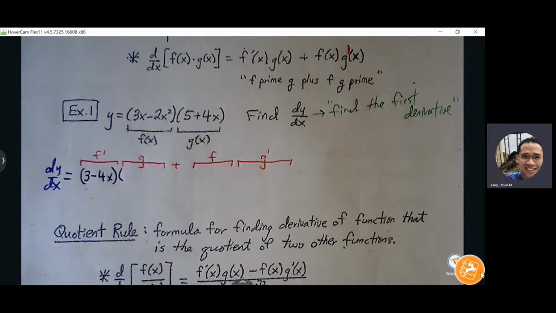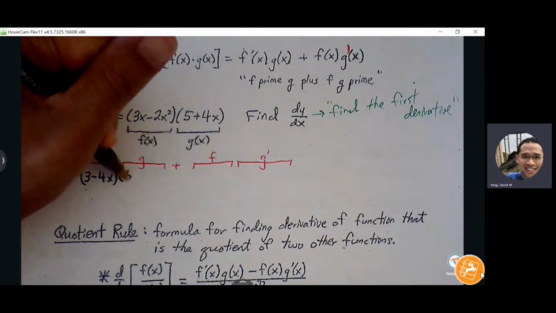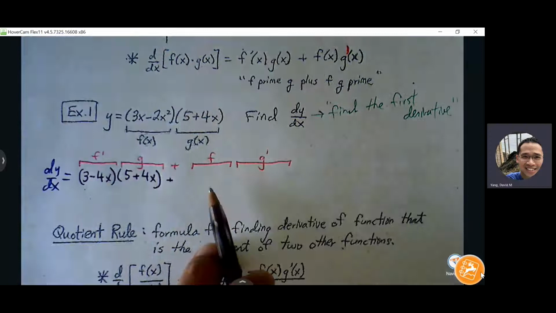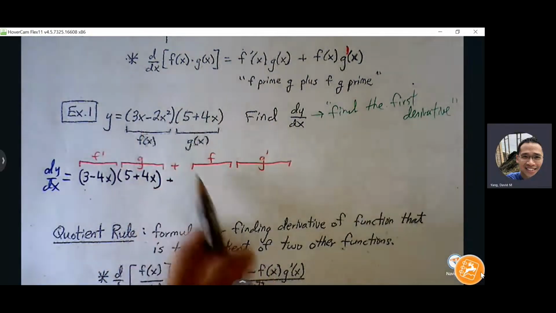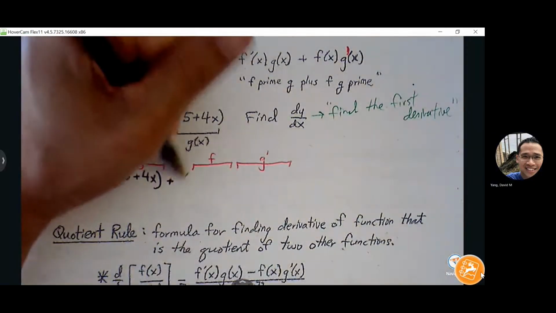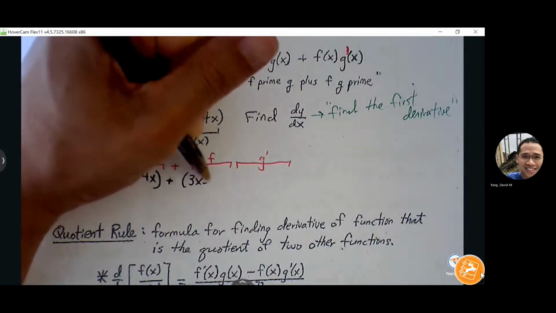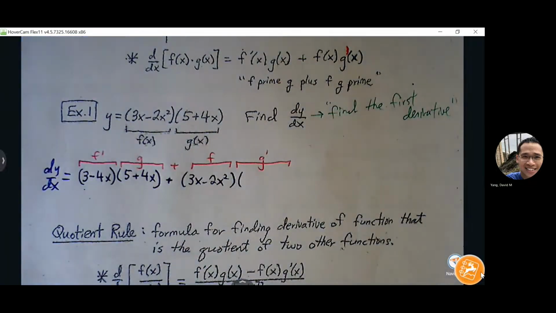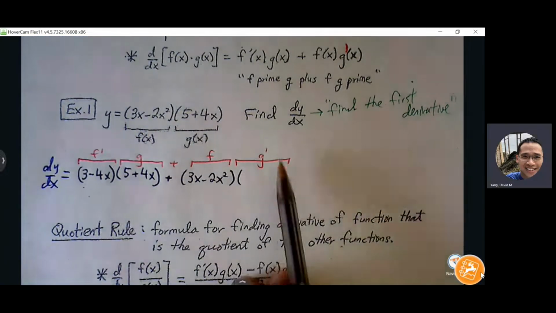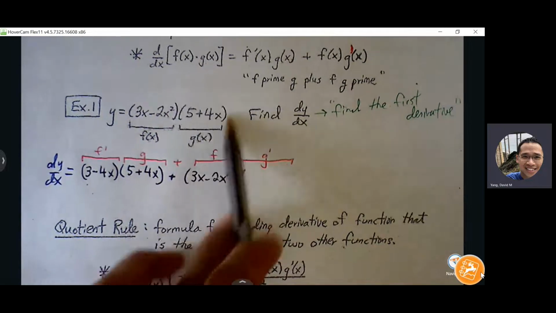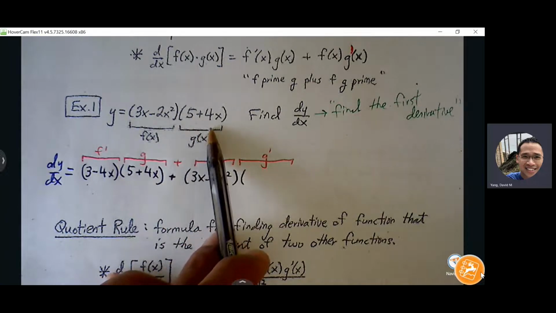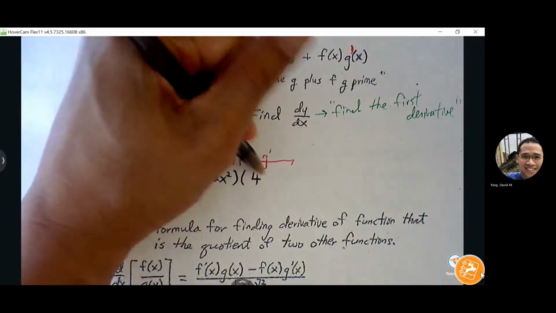Multiply by the g function. The g function is just the original second term, no changes. Plus, back to f. So f is the first term, no changes there either. Multiply by g prime. So g prime is the derivative of my g of x function. So 5 goes to what? 0. 4x turns into 4. So only a 4 there.